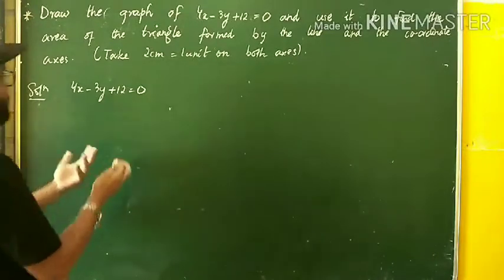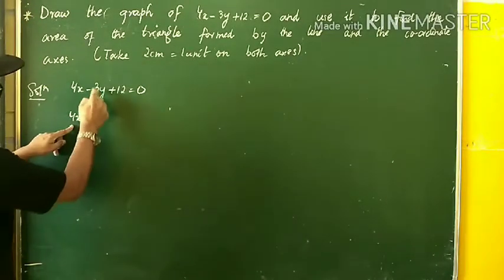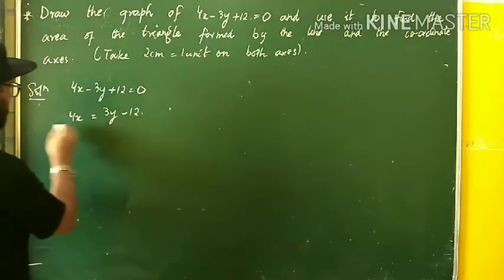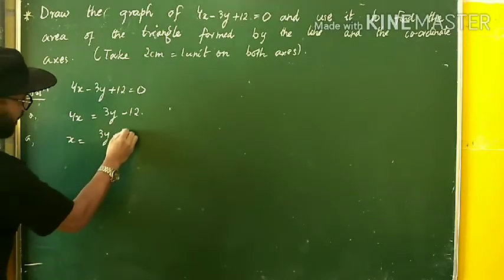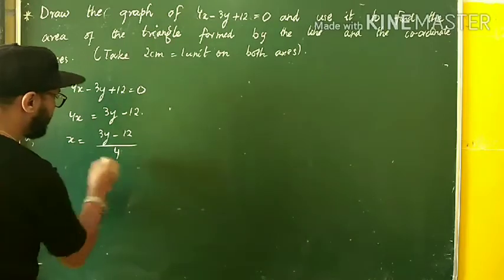So what is the first step that we need to do here? We need to represent either x or y on the left hand side. So what I'll do, I'll take 3y to the other side, and this constant also will go to the other side. So x is equal to 3y minus 12, divided by 4.